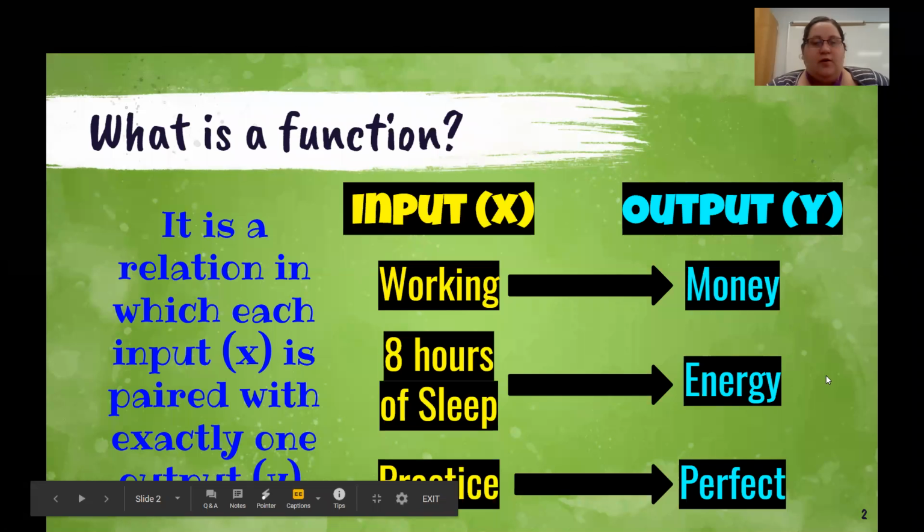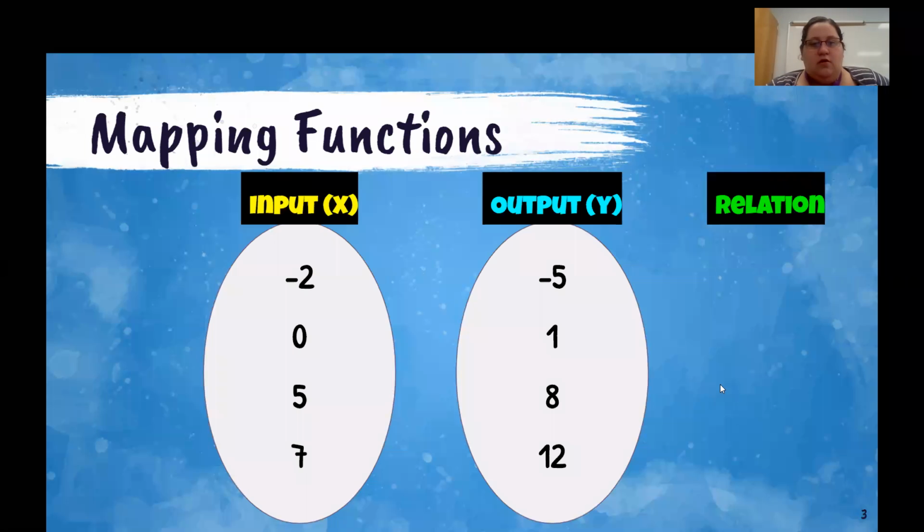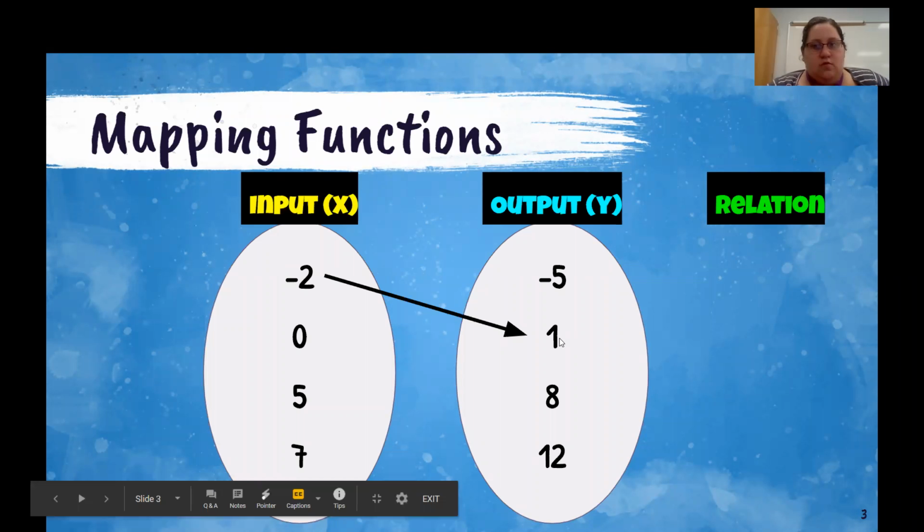So mappings. This is what a mapping looks like. It's when you have your input right here and your output, and your input goes to an output. So -2 goes to 1. If I write that as an ordered pair or a relation, it's -2, 1. Then all of our inputs are going to be mapped with an output.